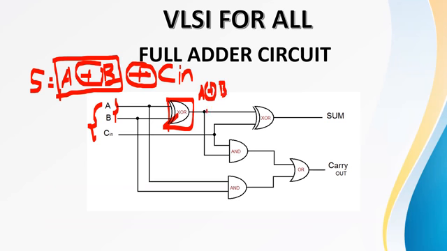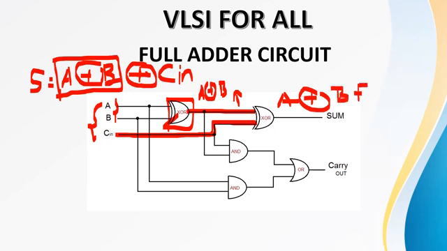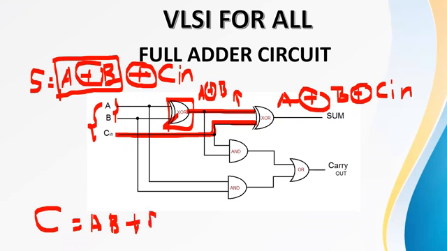Then we are defining C in here. We are taking the C and connecting it here. Since at this point we are getting the output as A XOR B, while giving this C in here, the output will be A XOR B XOR C in. As you all know, carry is AB plus BC plus C in A, right?